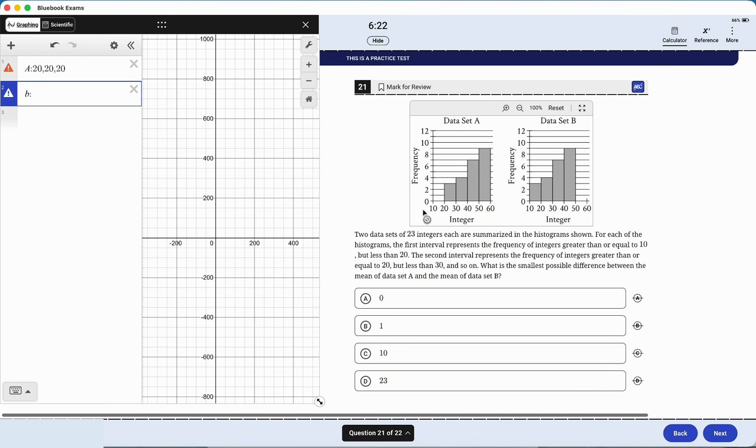But in B, they can't be 20, right? Because it describes it here. It says greater than or equal to 10, but less than 20. So for B, it would look like this. You could pick 19. That would be the greatest integer you could have. And then you see, you can just continue this pattern.